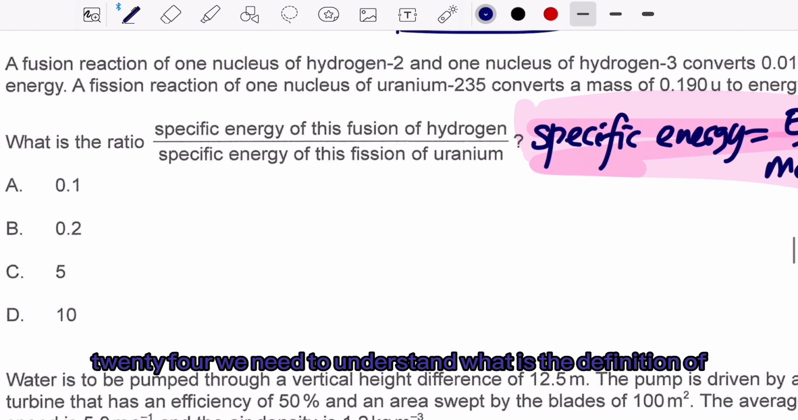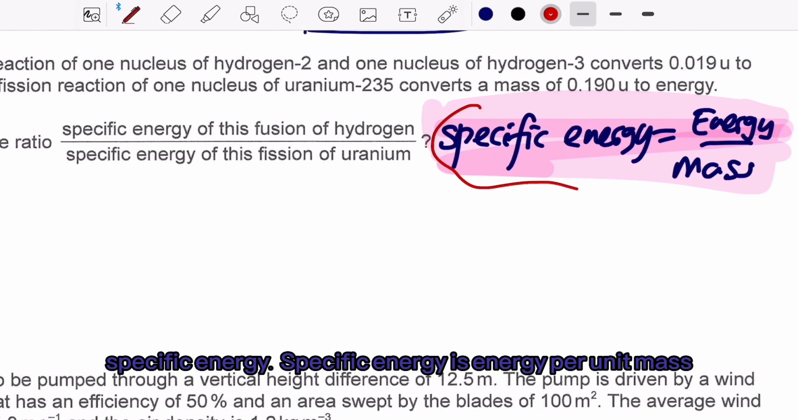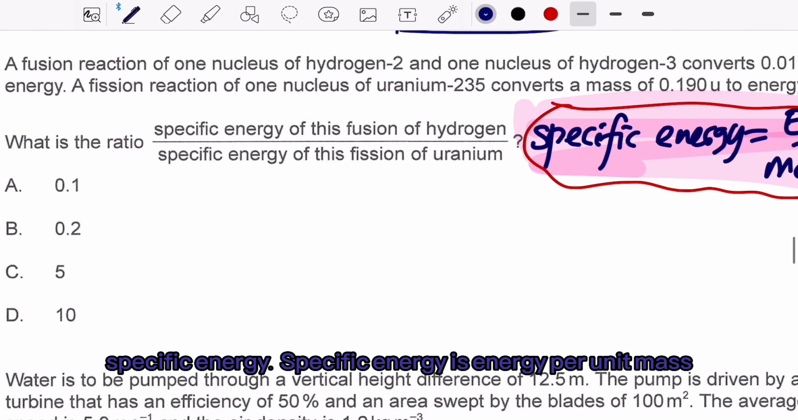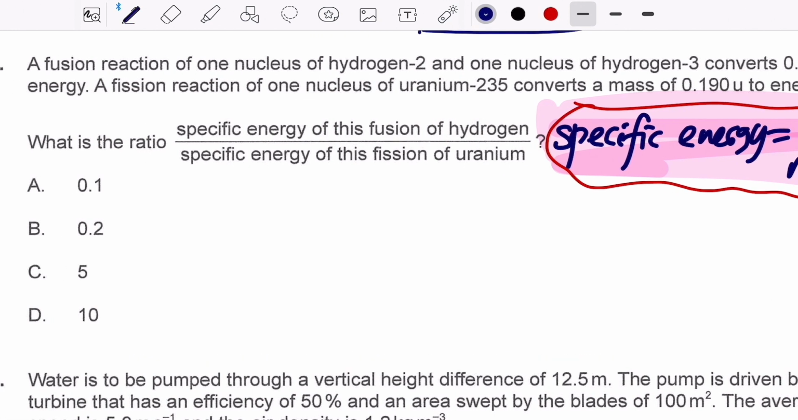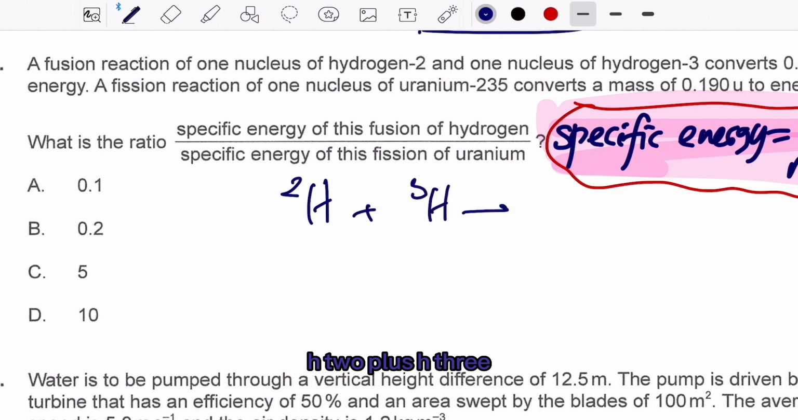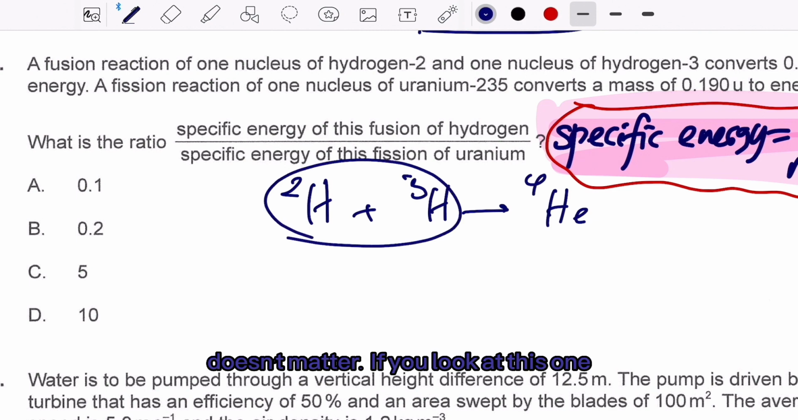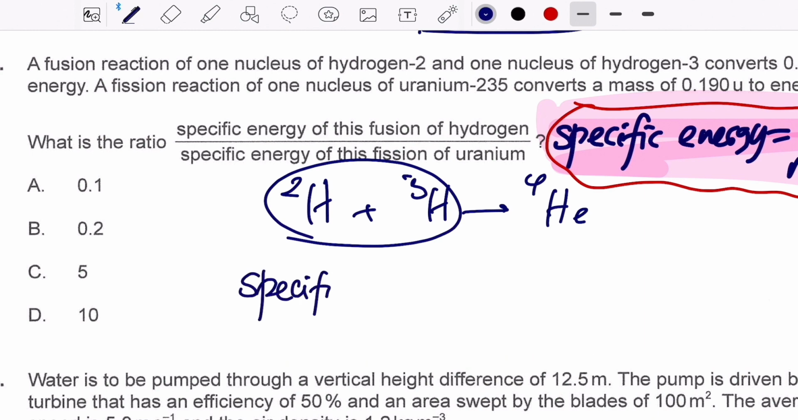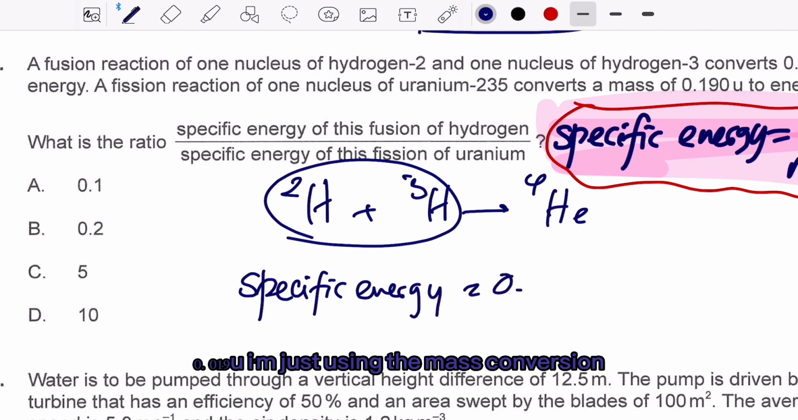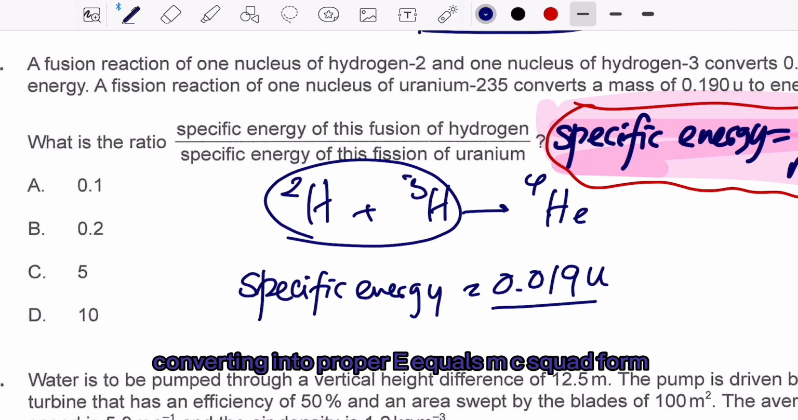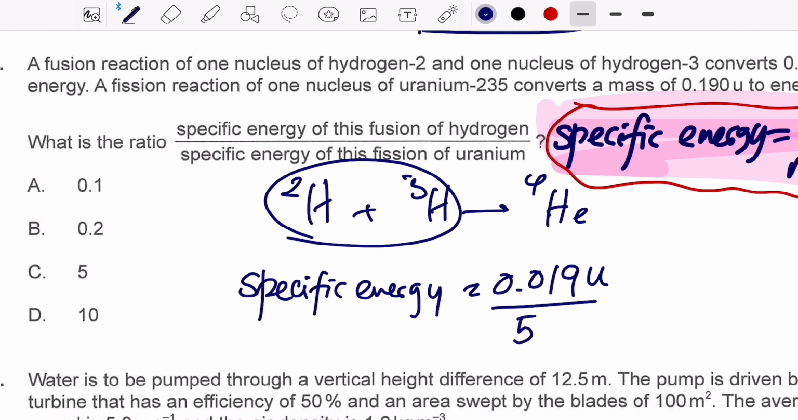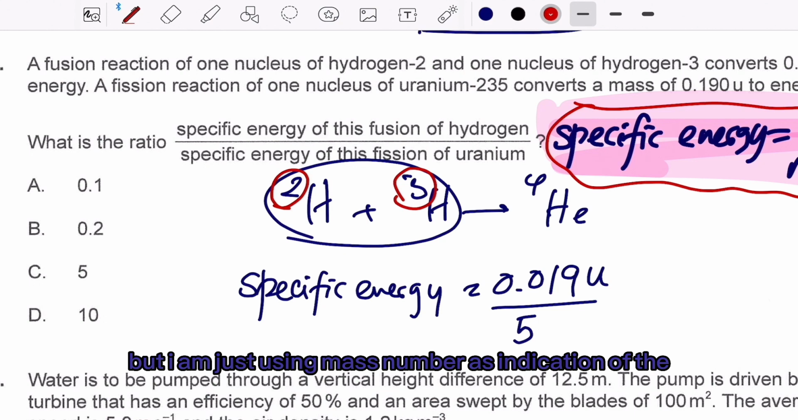To do question number 24, we need to understand the definition of specific energy. Specific energy is energy per unit mass. Now let's think about hydrogen. Hydrogen H2 plus H3 changes into helium. Doesn't matter. If you look at this one, it releases energy. Specific energy is 0.019 U. I am just using the mass conversion without thinking about converting into proper E equals mc squared form. And the mass, I take it as 5. It is not 5, I know, but I am just using the mass number as an indication of the mass.